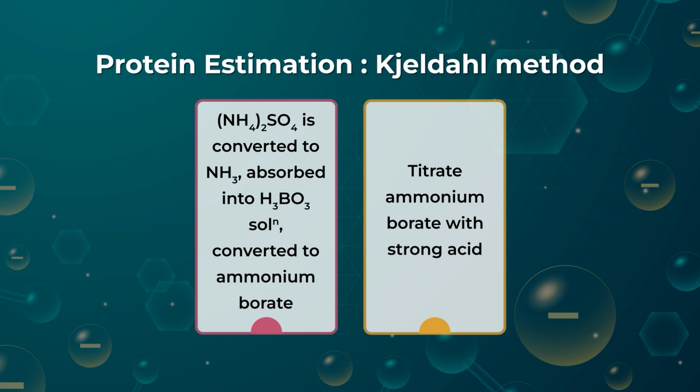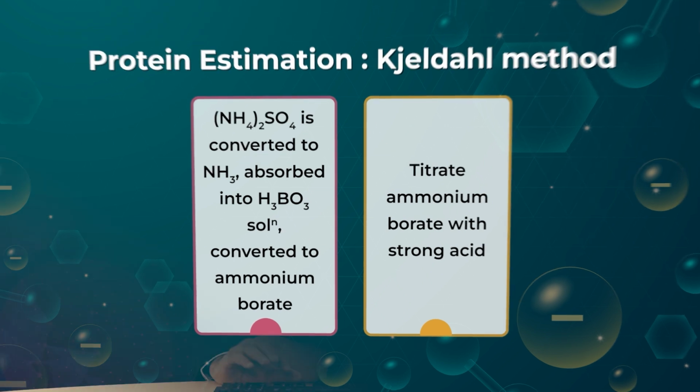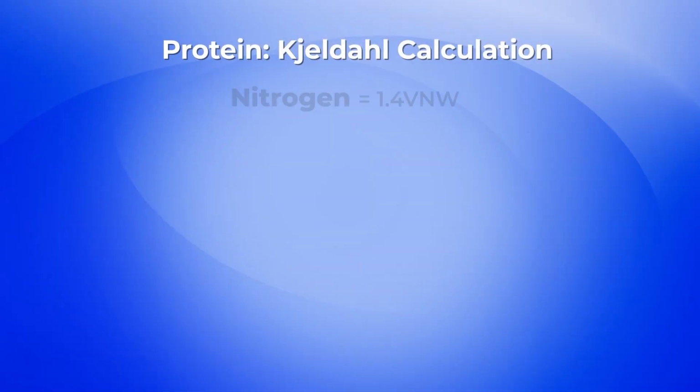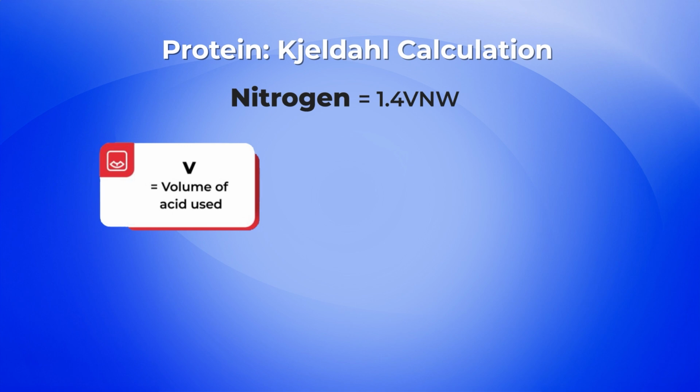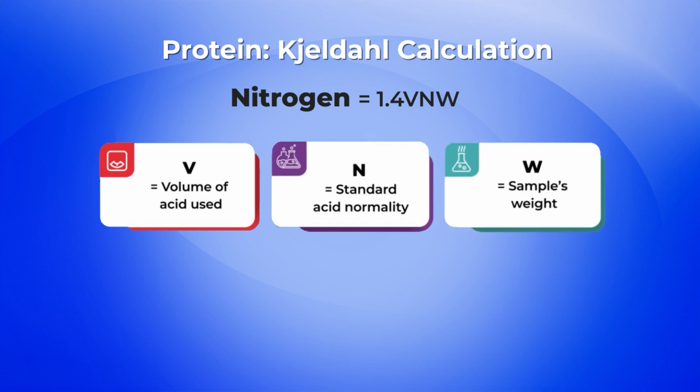That ammonium borate we can titrate with strong acid, and the amount of acid consumed will tell us how much ammonia there was, and how much ammonia will tell us how much nitrogen, and how much nitrogen will tell us how much protein. This is the basic concept. So if we know the nitrogen, it is 1.4 times the volume of the acid consumed times the normality of the acid, divided by the weight of the sample. Then we will be able to find out nitrogen.